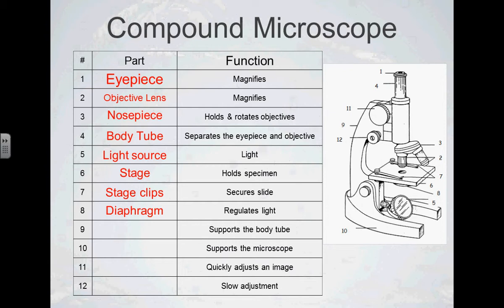Then we have the parts that support the microscope. On the bottom is the base. This part here is called the arm. And then we have two important adjustments here. Now in this microscope you'll see there's this knob here, and what you can see it does is it moves the stage.